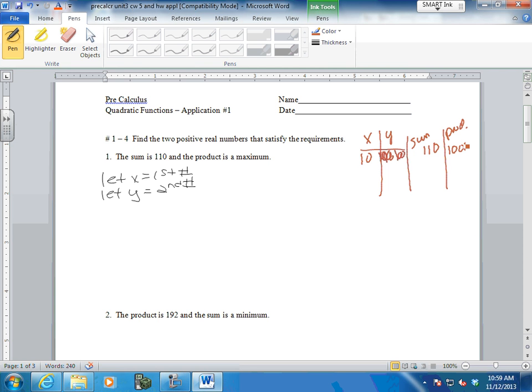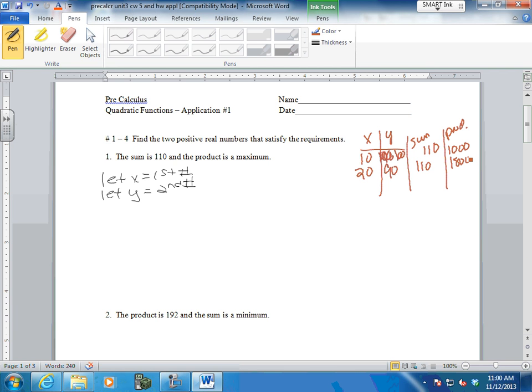I'm just giving you a scenario here. You want them to sum up to 110. We want to see what a product at a maximum means. So I'm just giving you some numbers to throw out. What if my number was 20? What would y be? It has to add up to 110. 90. Okay? So they add up to 110. What's my product? 1,800. So did my product increase?